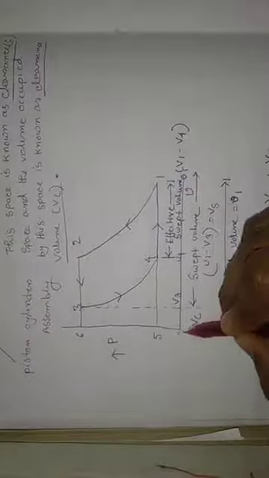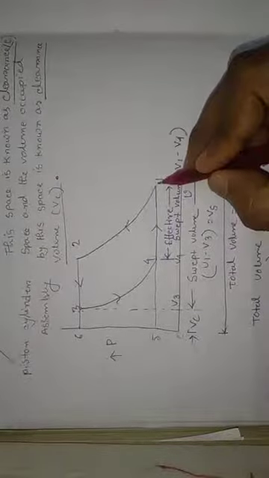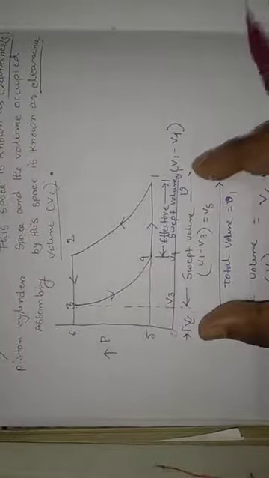Now in the PV diagram, this is the initial point 0, and this is point 1. From 0 to 1, the total volume corresponding to point 1 is called V1. So from 0 to 1, the corresponding volume is V1, and the total volume in this case is V1.